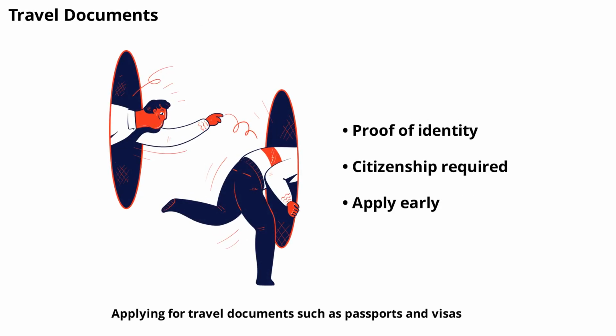Applying for travel documents, such as passports and visas, is another common government application process. These applications require proof of identity, citizenship, and sometimes travel plans. Processing times can vary, so it's important to apply well in advance of your planned travel date.